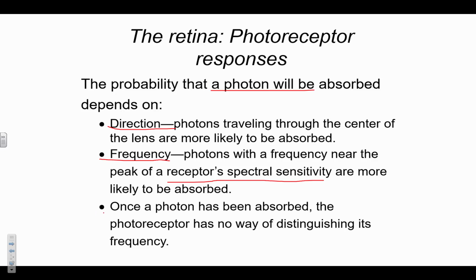Finally, the thing we want to think about is once a photon's been absorbed, you have no way of knowing what the frequency was. Okay? We have 3 types of cones: long, medium, and short wavelength sensitive cones, right? If a medium wavelength cone accidentally absorbs a short or a long wavelength photon, it's going to be perceived as a medium wavelength, right? Because that photon is what received it, okay? Does that make sense? No?